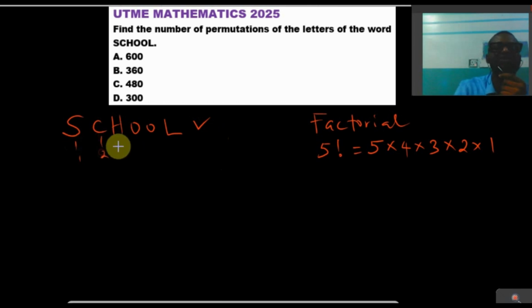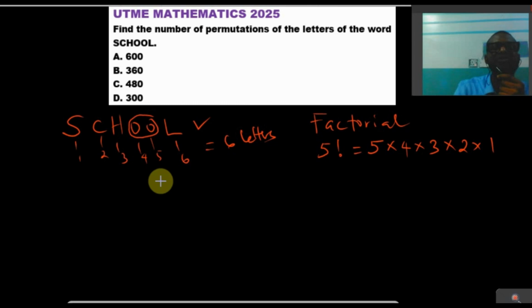For you to achieve this, you need to count how many letters we have here. We have 1, 2, 3, 4, 5, and 6. We have 6 letters. A letter appears twice, and that is O. So the number of permutations is equal to the total letters, which is 6 factorial, divided by those letters that appear twice. Only one letter appears twice, which is O. Because it appeared twice, we are going to divide by 2 factorial.